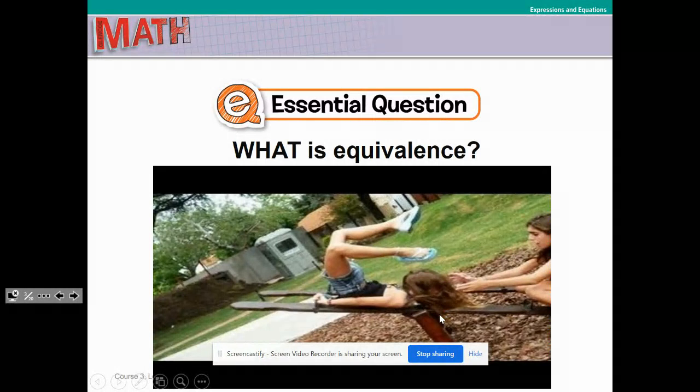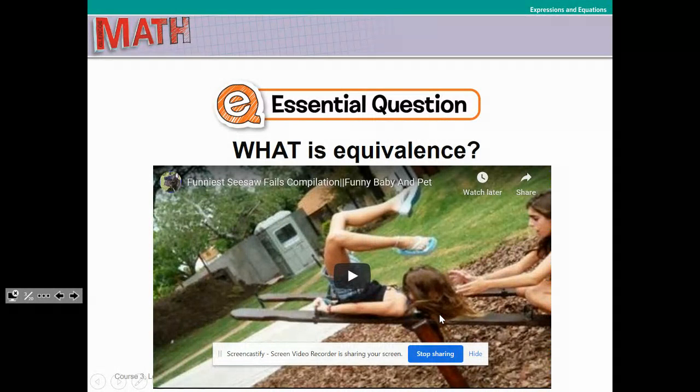Okay, here we go. So what is equivalence? That is our big question here. It looks like this girl's a little out of balance. Hopefully we can watch that sometime in class, how some of these seesaws got a little out of balance when people went flying off them. What is equivalence? It means that things are equal, and we'll be exploring how to keep things balanced.